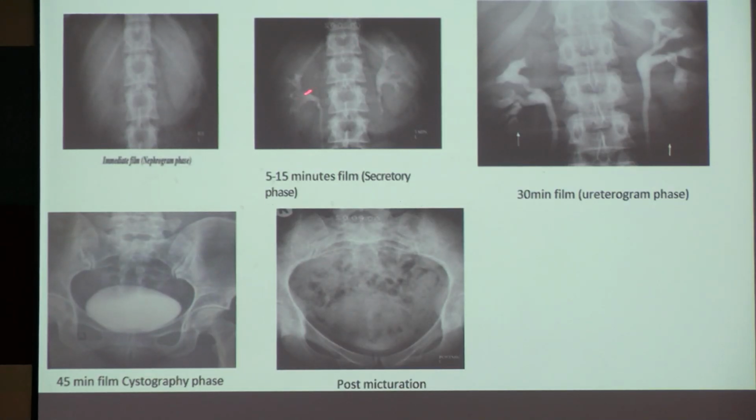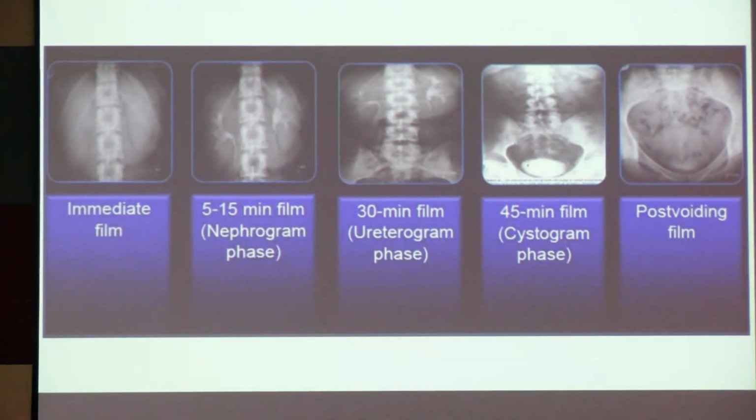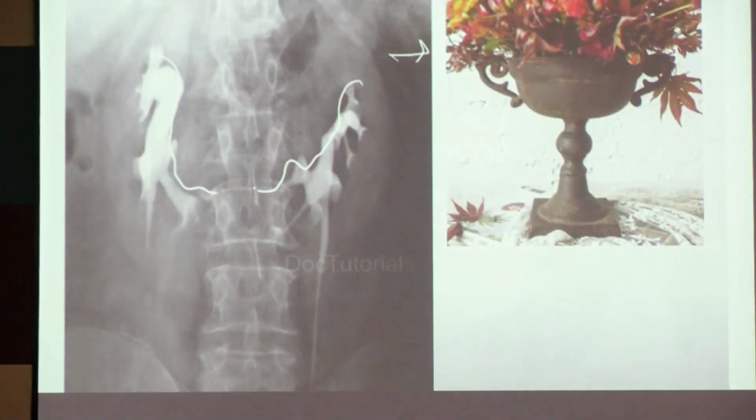This is basically the secretory phase, where the pelvicalyceal system starts to get highlighted at 5-15 minutes. They are even getting dense. The ureters are getting visualized at 30 minutes. The bladder is first seen at 45 minutes, and now the bladder is empty at 45 minutes. So this is the entire set of phase films of an IVP. Again showing the same thing, no point.